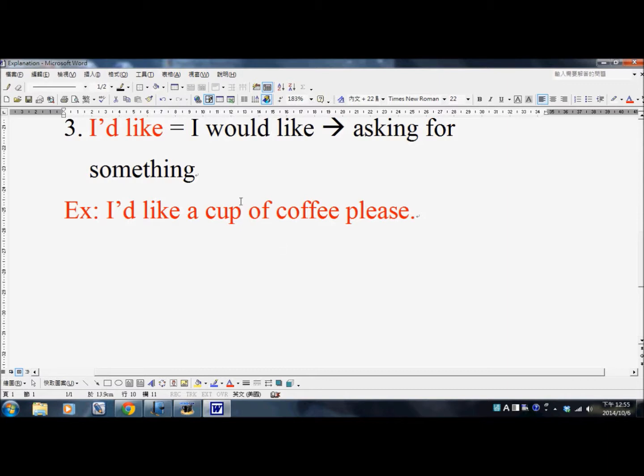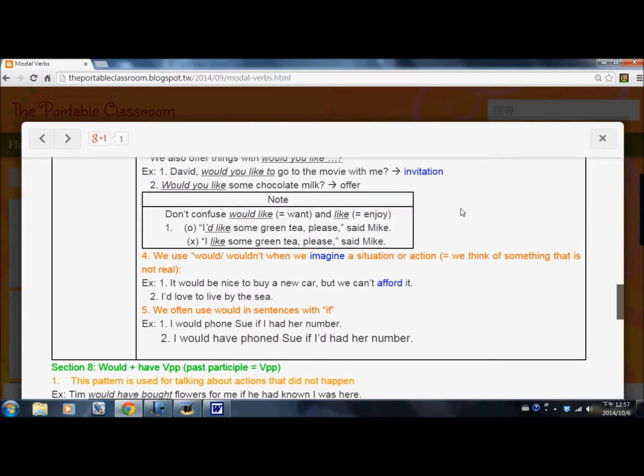Okay, so here are the three ways of using would. Alright, now let's go back to our lesson plan. Here is a note. It says, don't confuse "would like" meaning want with "like" meaning enjoy. If I say I would like something, it means I want something. And when I say I like something, it means I enjoy that. So it's different. Now look at the following two examples.